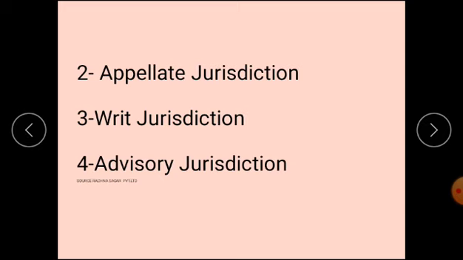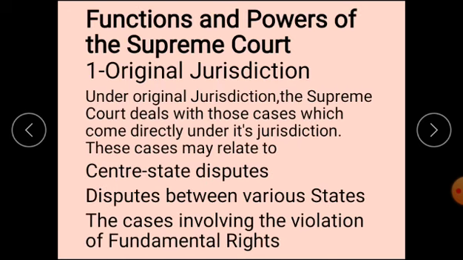Next is advisory jurisdiction. The Supreme Court sometimes has to perform advisory functions also. So these were the functions and powers of the Supreme Court.